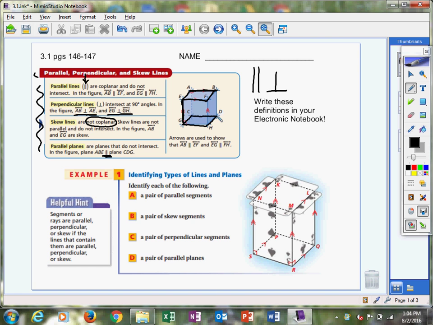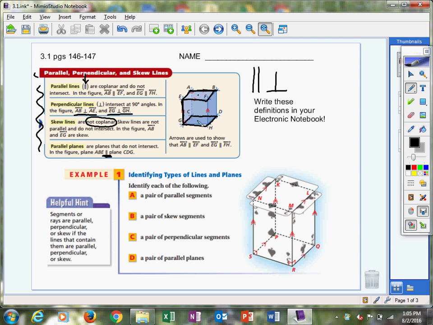So these are definitely parallel here and here. They are. The sides of your box are parallel. The front and back of your box are parallel. So those planes are parallel. A lot of it is, can you see it? Can you visualize it?